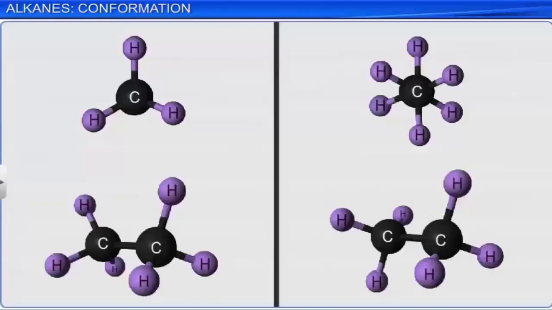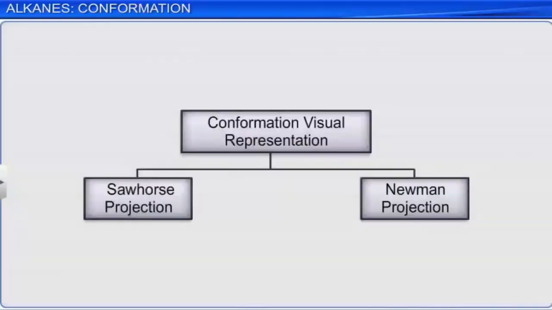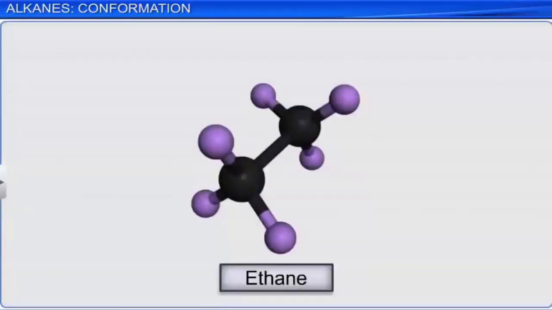Now that we have seen what conformation means, let's learn the two standard visual representations used to explain it. These are known as sawhorse projection and Newman projection. In sawhorse projection, the molecules are viewed along their molecular axis, that is, at an oblique angle.